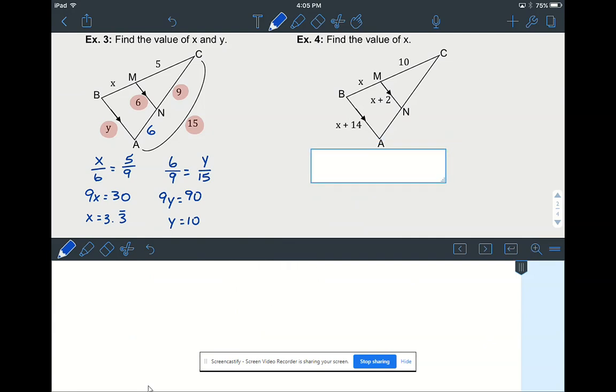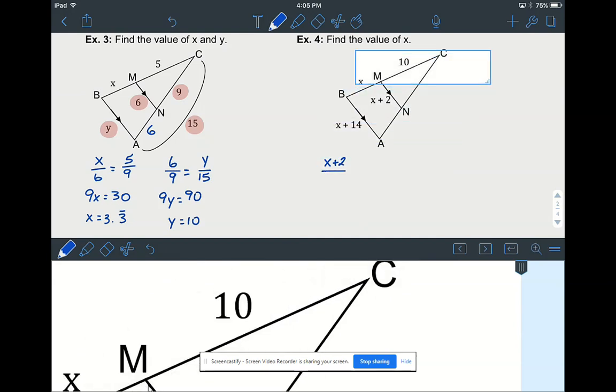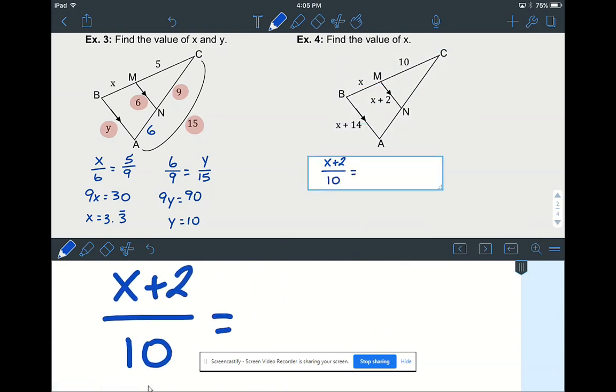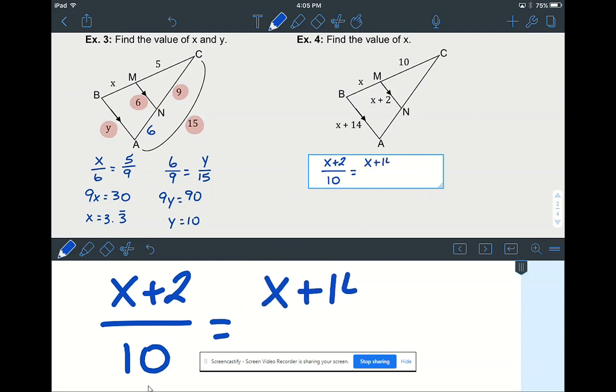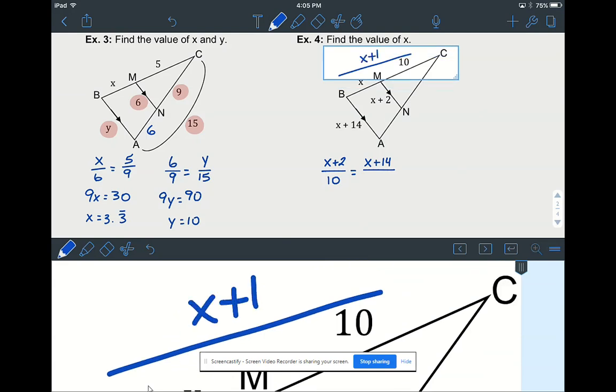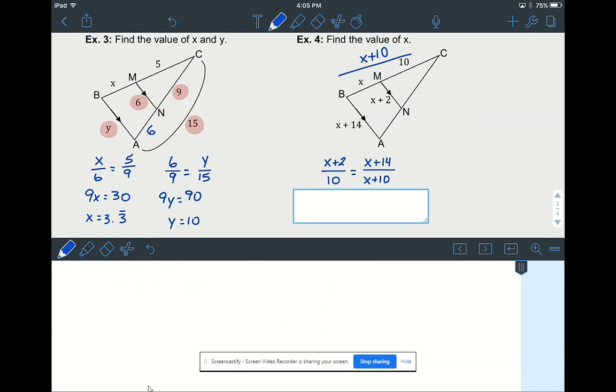All right, let's do that base thing again. So once again, we're going to go small base, so that's x plus 2 over small triangle side. So that would be your 10 here. And that's equal to big base, x plus 14, over big triangle side. Well, guys, the big triangle side here is going to be x and 10 together. So we're going to have to add them up, x plus 10. And you notice whenever we cross multiply, we're going to have to do some foiling again.